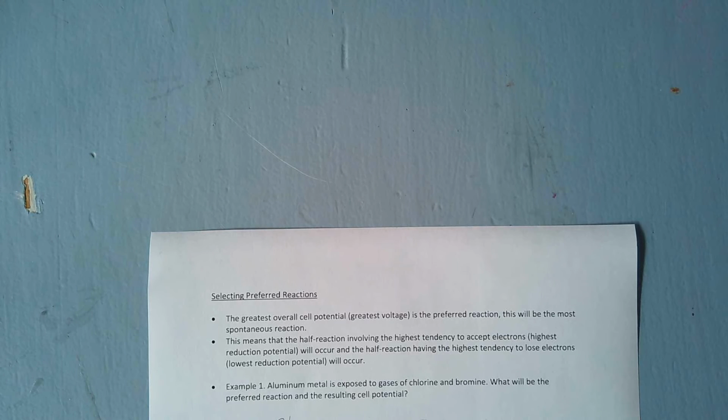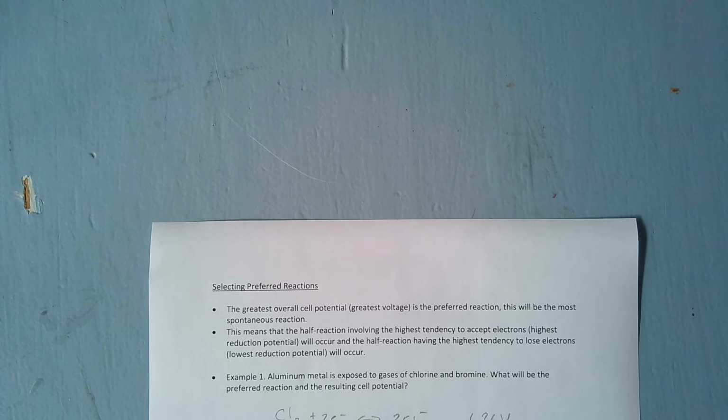So what we want to look at is selecting preferred reactions. Basically, what this is about is when you have a variety of materials that are in physical contact of each other, looking at what the redox reaction is that's going to occur. So in terms of which reaction will occur, the one that is going to be the most spontaneous. The most spontaneous basically means that you're going to have the greatest cell voltage. Because that's a reflection of how spontaneous the reaction is going to be.